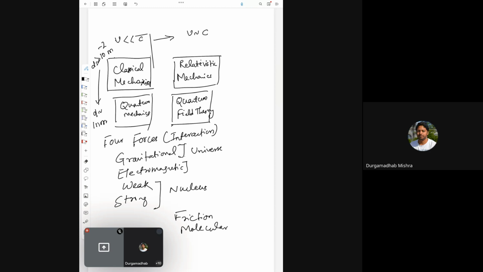Yes, sir. Okay. So friction or molecular force or a chemical force. So what are these forces? These are also part of your electromagnetic force. If you look at a fundamental level, all chemical reactions that happen are a form of some charge carriers that are moving and interaction of charges that are stationary or moving. So this is electromagnetic in nature.